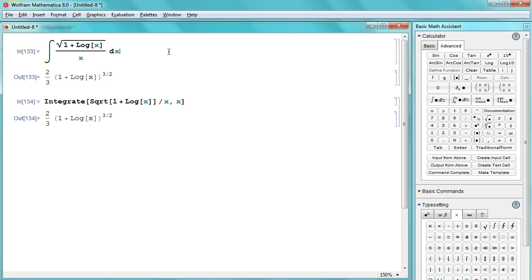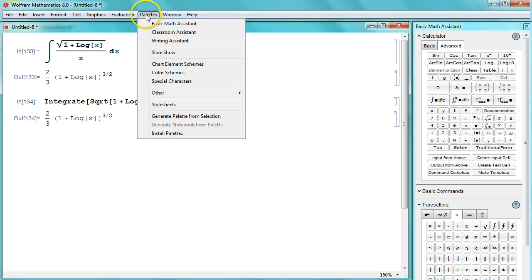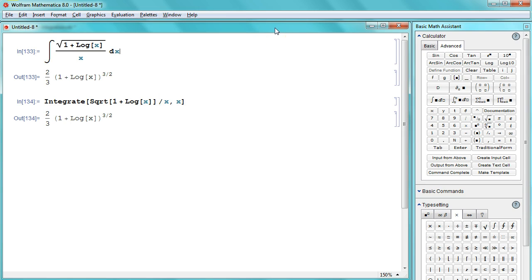So please practice how to use this palette, basic math assistant. If you want even more interesting symbols, you can go to Palette and explore a lot of other things here too. But even the most basic math assistant, the simplest one, has a lot of tools here already. What if we want to find out the definite integral? Let's use definite integral notation here, and then let's calculate the definite integral from 1 to, say, e.